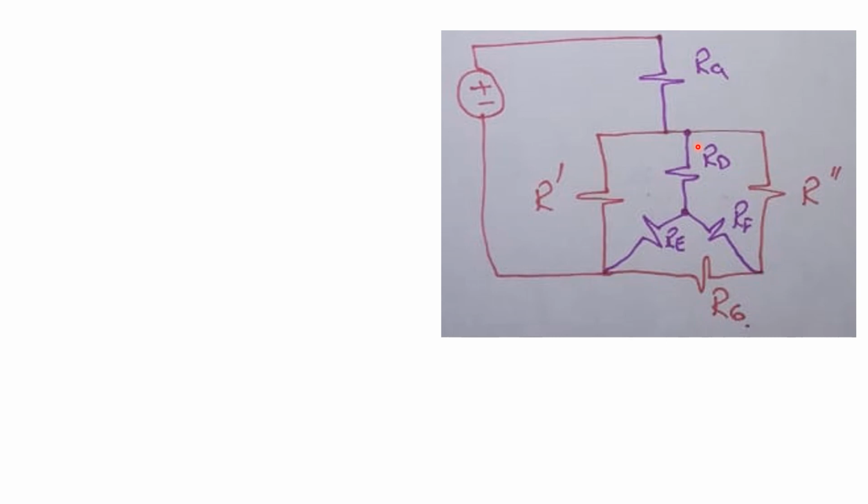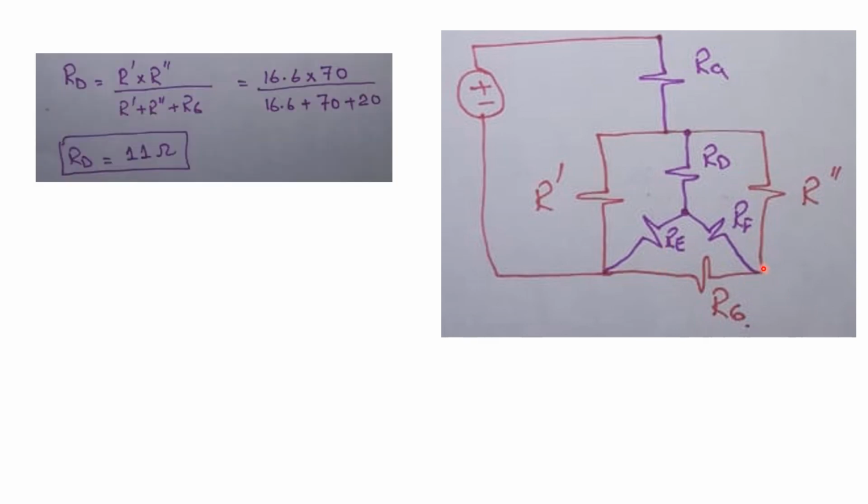We name it RD, RE and RF. Now we have to find the value of RD, RE and RF. So RD is basically in between R prime and R double prime. So RD is equal to R prime into R double prime divided by the sum of the resistors of that pi network. So we get the value of RD, which is equal to 11 ohms.